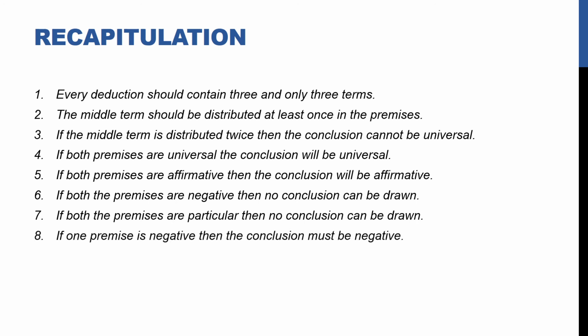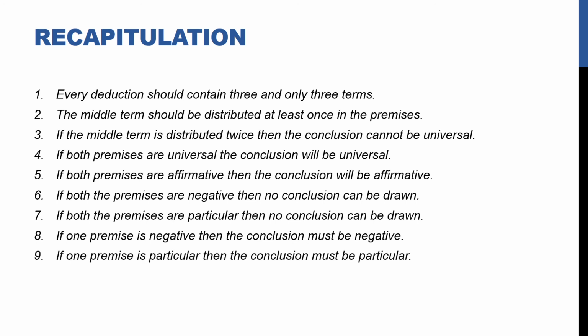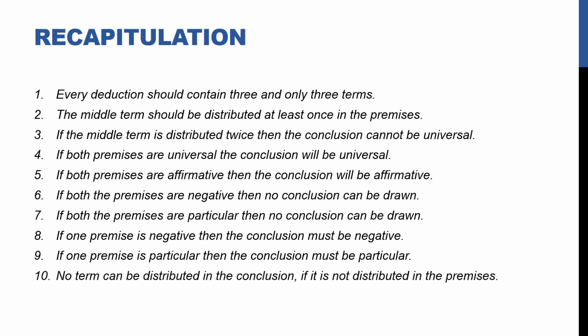Rule 8. If one premise is negative, then the conclusion must be negative. Now this can be remembered by connecting it to the mathematical rule. Rule 9. If one premise is particular, then the conclusion must be particular. This also can be connected to the 8th rule and remembered. Rule 10. No term can be distributed in the conclusion if it is not distributed in the premises. I think this we already know by now.